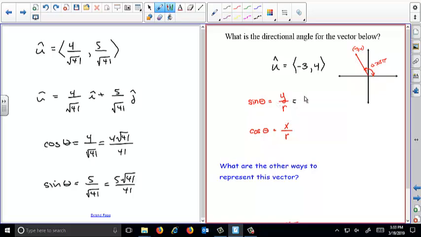So the sine is y over r. In this case, r is going to be equal to the square root of negative 3 squared plus 4 squared, which is the square root of 25, which is 5. So you get 4/5, and the cosine is negative 3/5. So from this, we know we're in the second quadrant because the sine is positive and the cosine is negative. So we know it's a second quadrant solution.